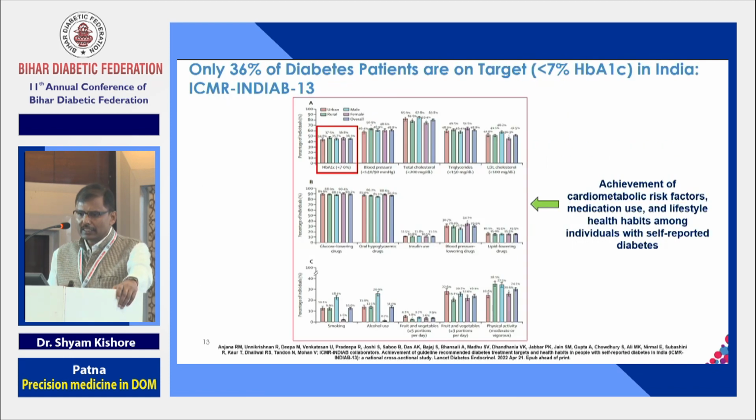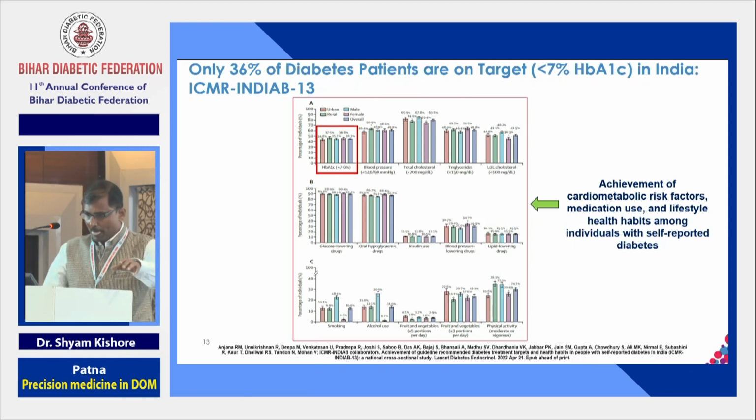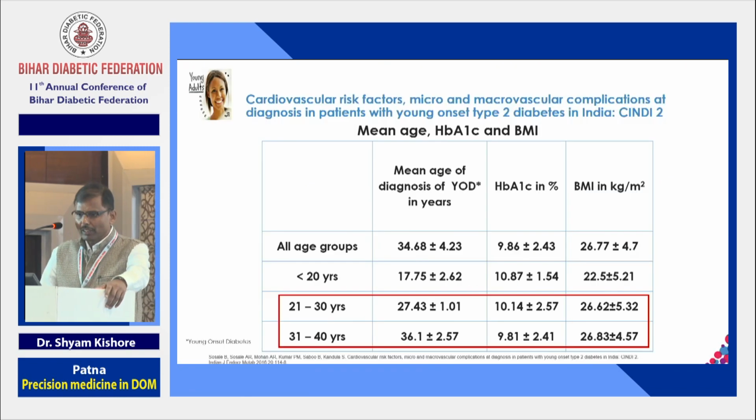In this same ICMR India study, if you see the patients with diabetes, here you can see an HbA1c of less than 7% is seen in nearly 30 to 36% of patients. So, another cardiovascular risk factors, micro and macrovascular complication diagnosis in patients with young onset.